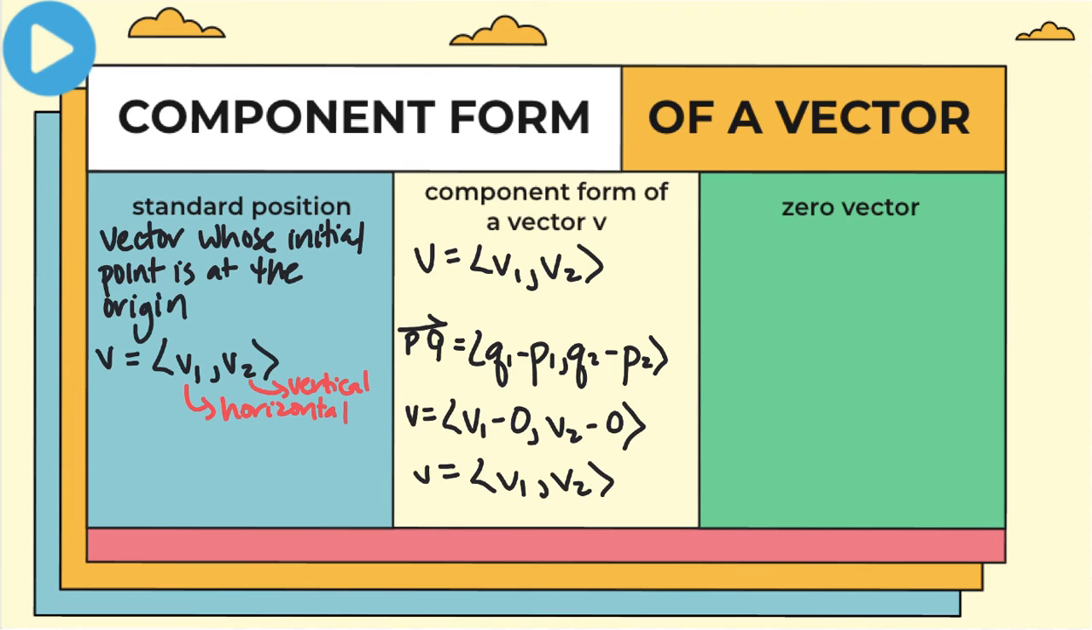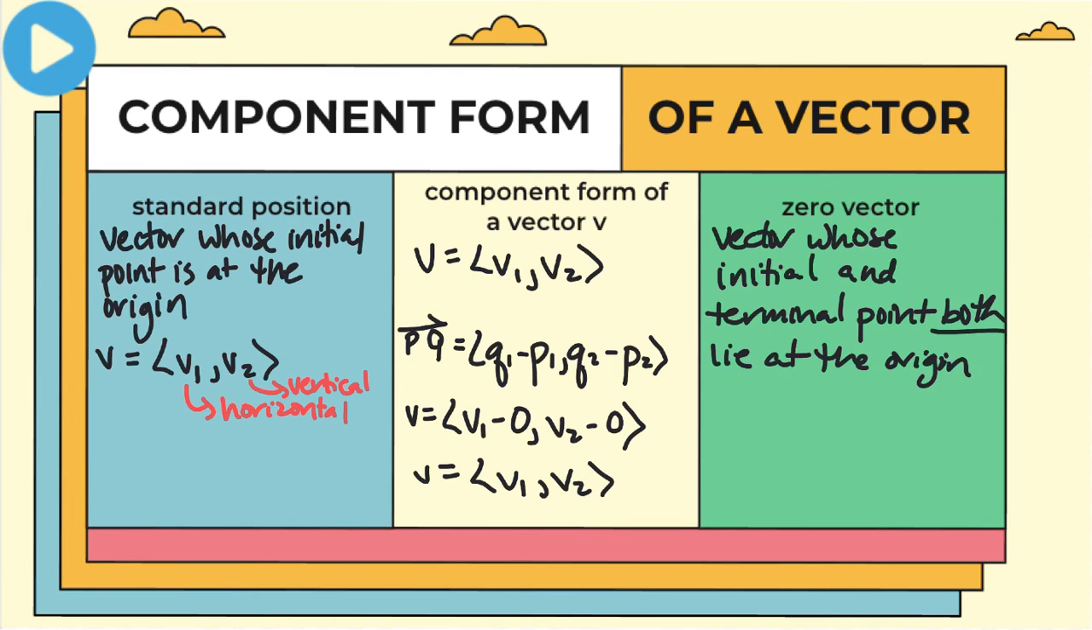So the zero vector is a vector whose initial point and terminal point both lie at the origin. And this vector is denoted by 0 equals ⟨0, 0⟩.